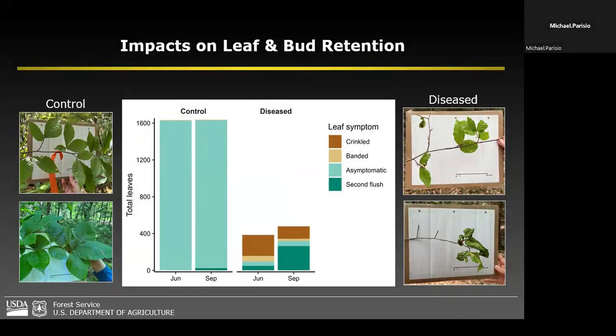So you can see that these trees are making an effort, at a carbon expense, to try to recoup some of that lost foliage. But as I mentioned earlier, it seems like there's no way that it's going to account for that total amount that's been lost. I guess I will point out too, you do see there is a little bit of second flush in the control plot, but we attribute that to the frost damage that year.